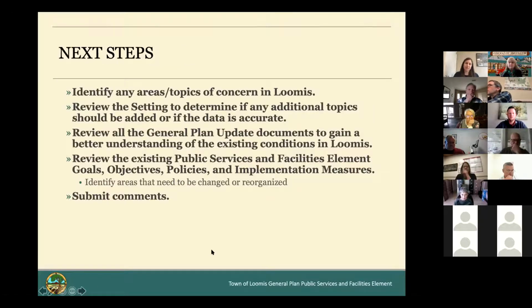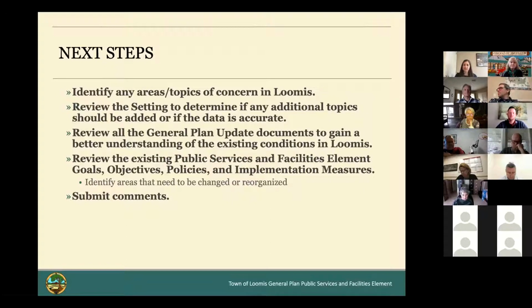So our next steps, we want to identify any areas or topics of concern in Loomis. Definitely review the setting to determine if there's any additional topics that should be added or if you feel the data is inaccurate. Review all the general plan update documents. So I know it's a big task, but read through them. You'll get a better understanding of the existing conditions in Loomis and each of the elements and what they cover versus what this would cover.